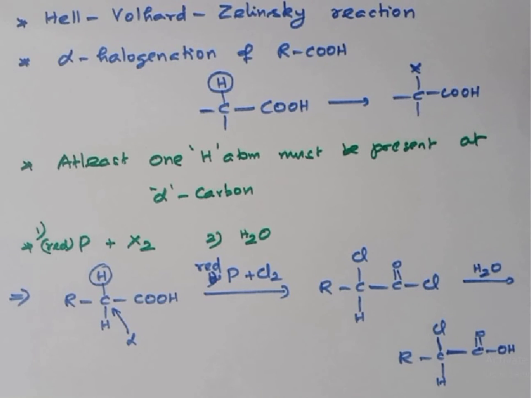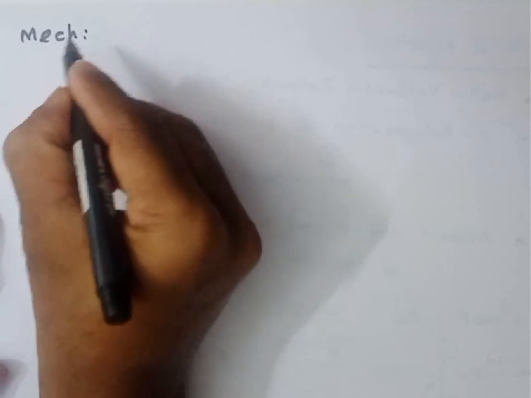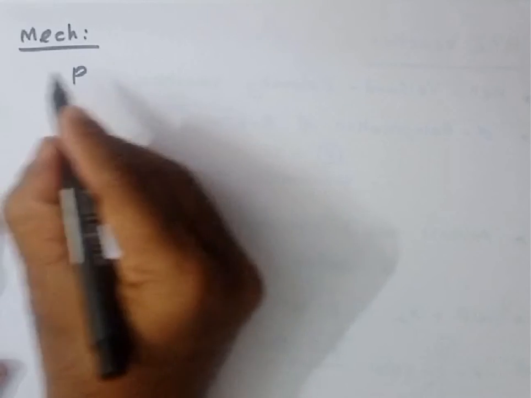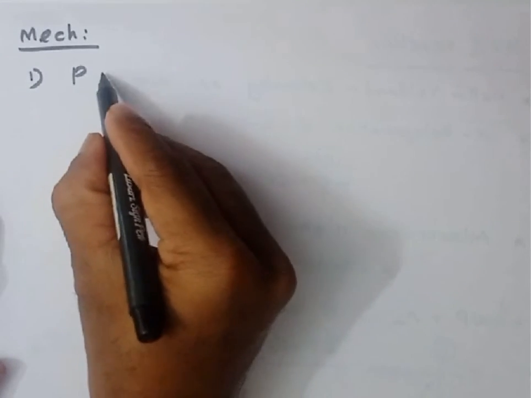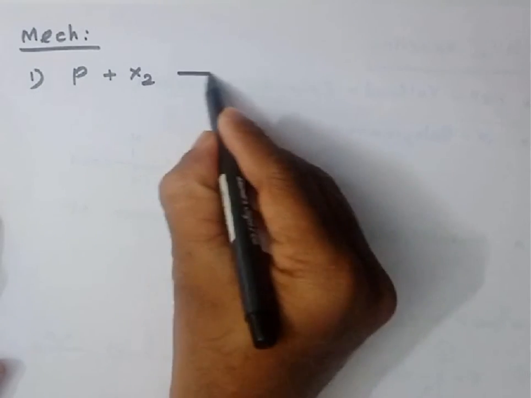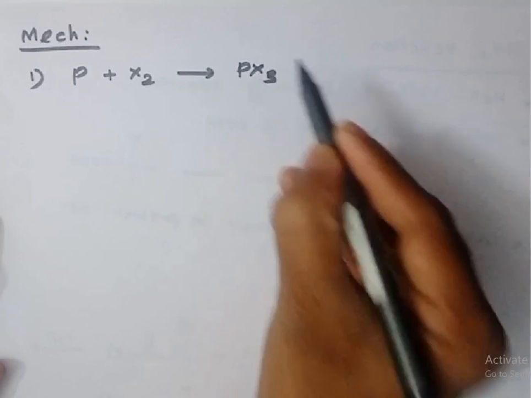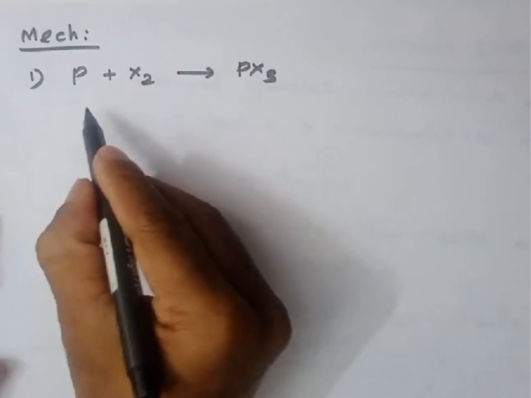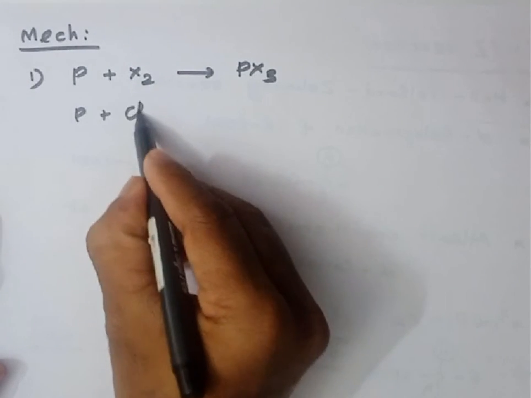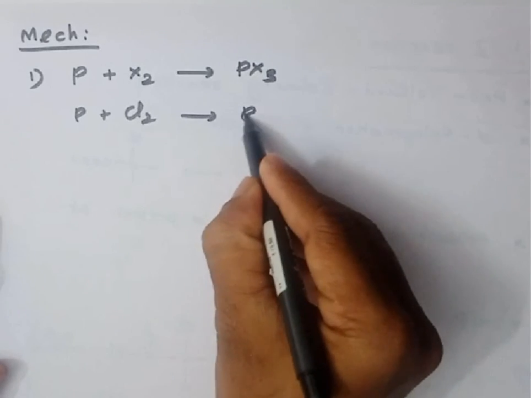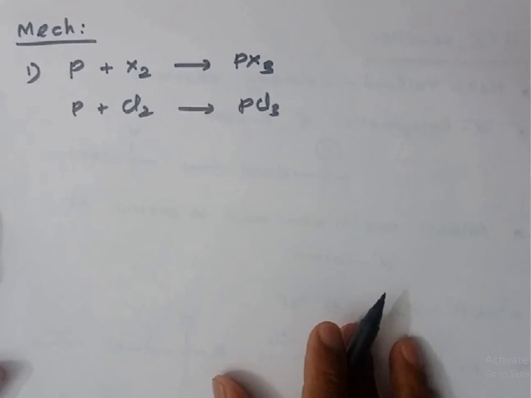Yes, sir. Now observe this, students. What is the mechanism? The first step is this: phosphorus reacts with the halogen to form phosphorus trihalide. Now I took chlorine, so let me write with chlorine. With chlorine, it forms phosphorus trichloride in this reaction.